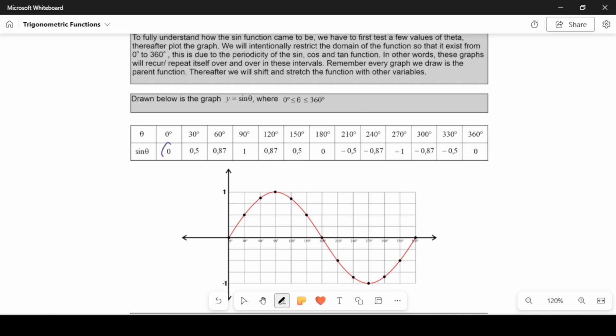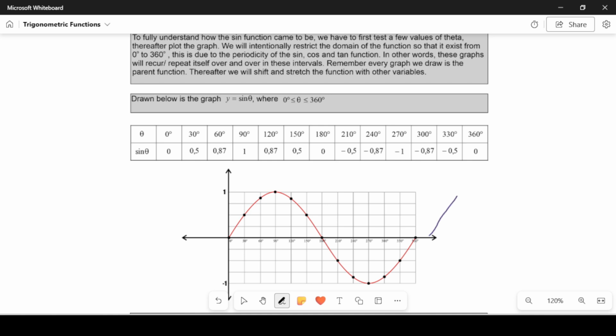All right, let's input these values into our calculator. These are the outputs that we get: 0, 0.5, 0.87, 1, 0.87, 0.5, 0. The fact that these values are repeating tells us something's happening. We're reaching a turning point, a maximum, then it's decreasing, behaving very similar to the parabolic function. And then we can see we're going into the negative side, and we get these values. When you plot these values and you join the curve, this is what we get.